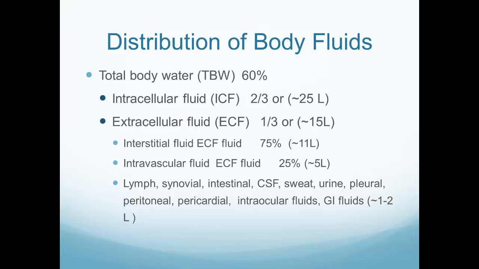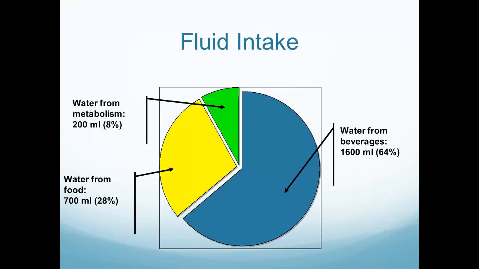Now notice these are big numbers here. Okay, about 25 liters, about 15 liters. Now that doesn't mean that we have an overabundance of fluid in the body. In fact, if we lose about 10% of that fluid, the patient's going to become terribly symptomatic.